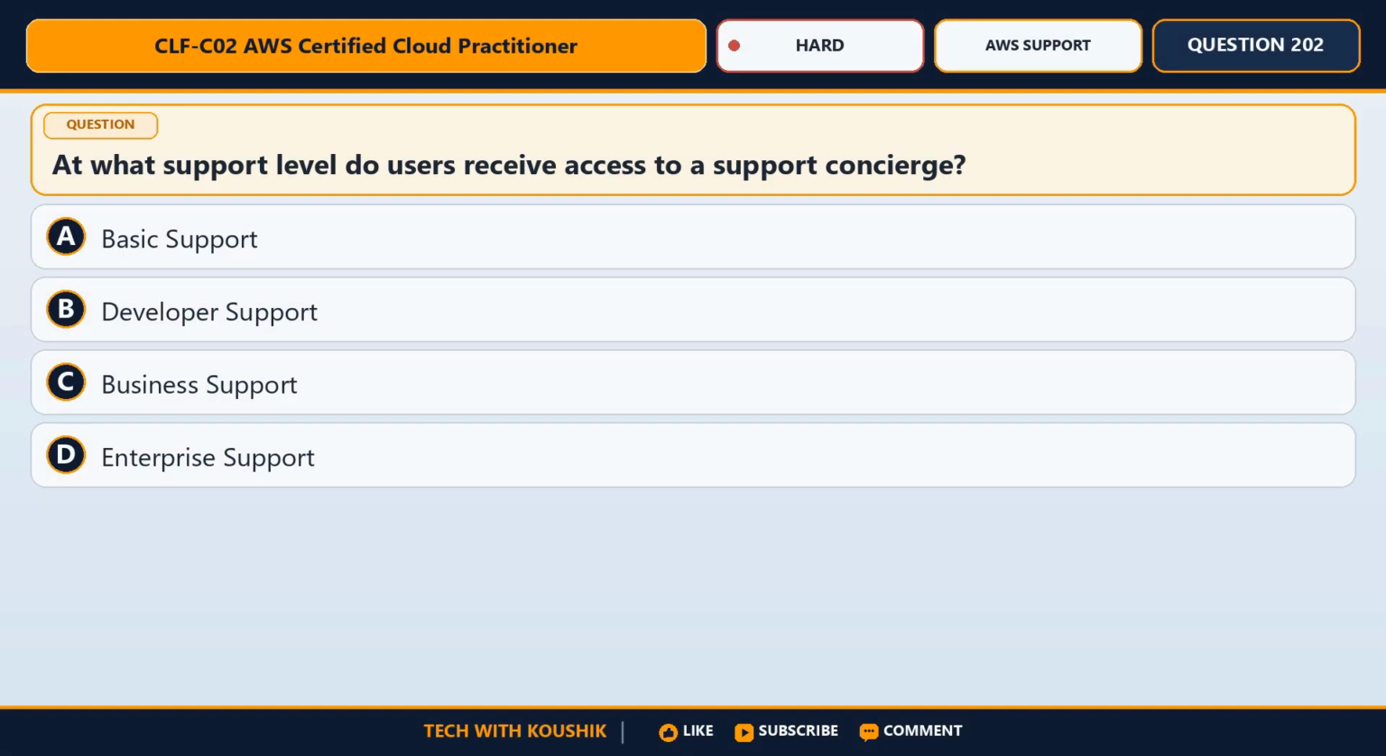Question number 202. At what support level do users receive access to a support concierge? Option A. Basic support. Option B. Developer support. Option C. Business support. Option D. Enterprise support.